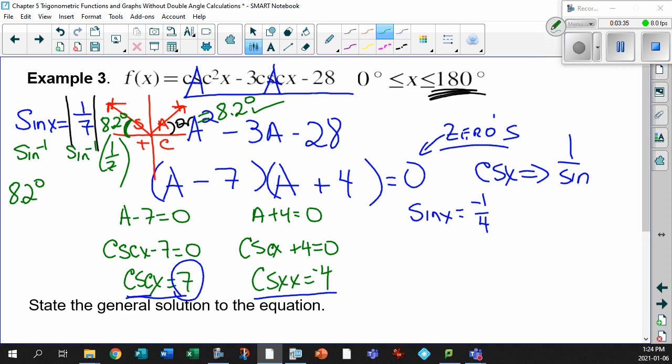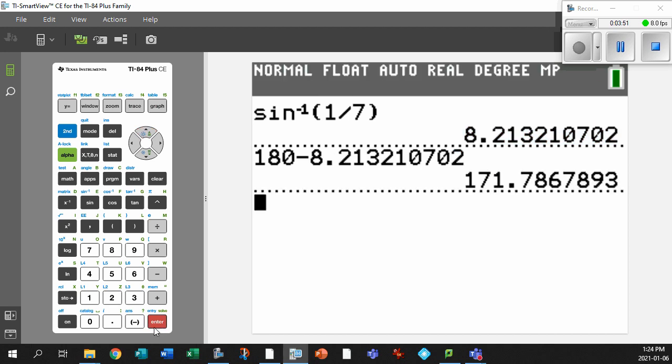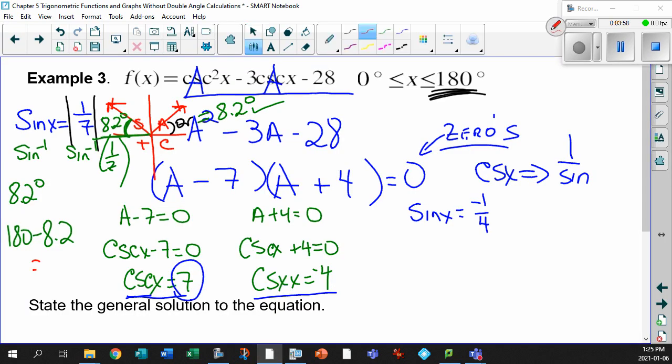Now, how do I find this answer? Remember, it's from 180. So 180 minus 8.2. Now, if you want to do that on a calculator, do it on a calculator. I don't care. Go 180 minus 8.21, which gives you an answer of 171.78, nearest degree, 172 degrees. So this works out to be 172 degrees. How nice. There's that answer. Perfect, right? Now, let's go over and solve this one.